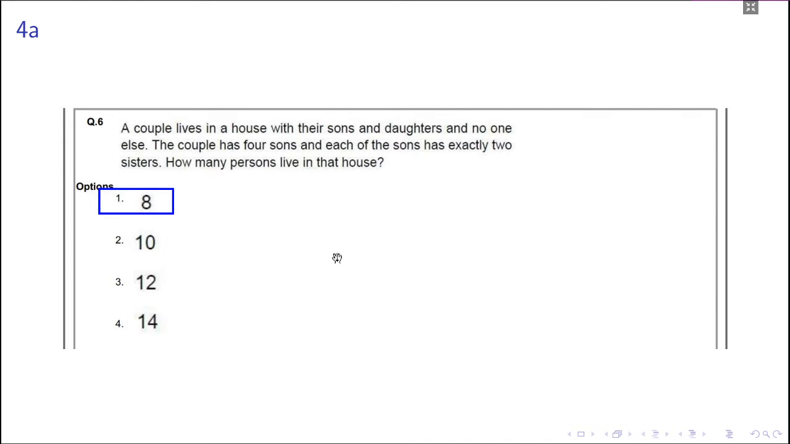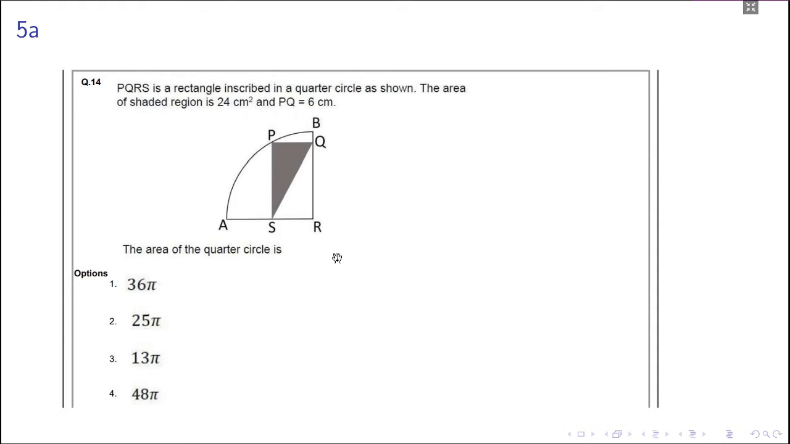Okay, next, there is a quarter circle with a rectangle inside it, and the area of the shaded part is 24, and PQ is 6. So one of the sides of this rectangle is 6. Now it's asking you to find the area of this quarter circle. The area of the shaded part is 24, so the area of the full rectangle is 48. One of the sides is 6, so the other side will be 8, because 6 into 8 is 48.